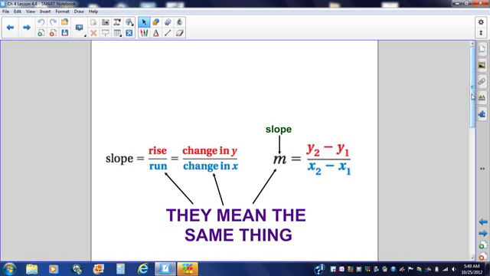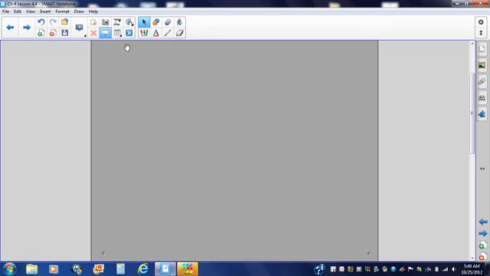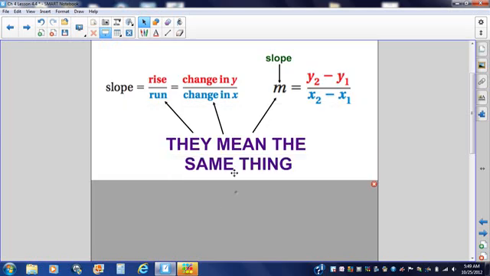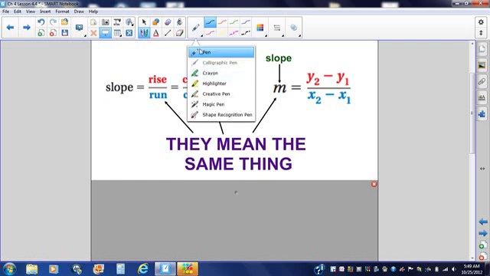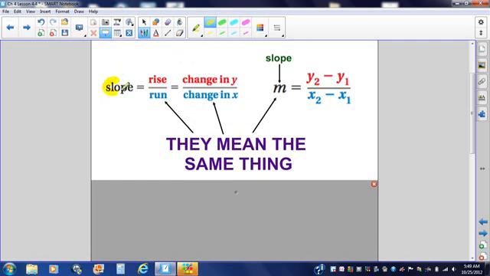Alrighty, if you would, please write on your paper. Slope equals rise over run, which equals the change in y over the change in x. Sometimes in math, they're going to try to trick you. Don't let them trick you. Slope is known as rise over run. It's also known as the change in y over the change in x.